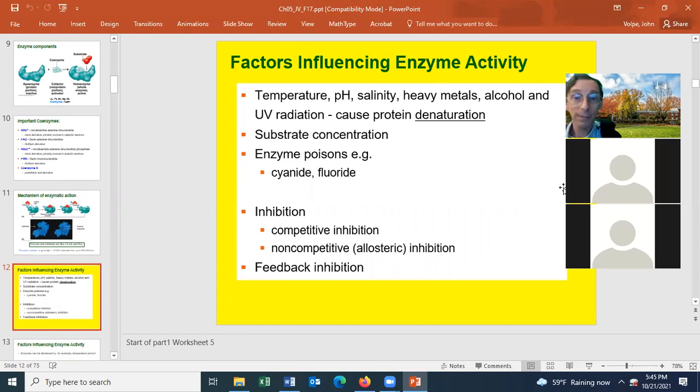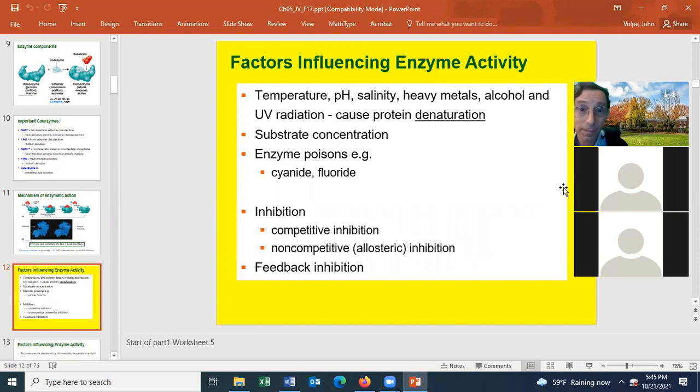There are a number of factors which influence the activity of an enzyme: the temperature, the pH, the salinity, the presence of heavy metals, alcohol, UV radiation can all influence the activity of an enzyme. These can all cause protein denaturation. Denaturation is where the enzyme loses its shape. And as it loses its shape, it will perform less and less well until it totally becomes denatured, and then the enzyme will not have any activity.